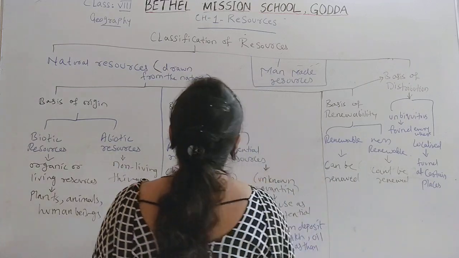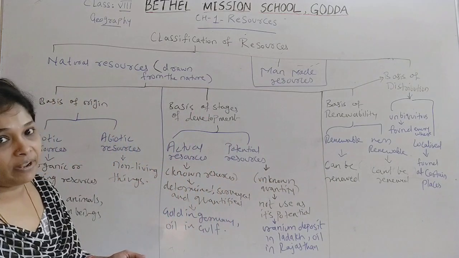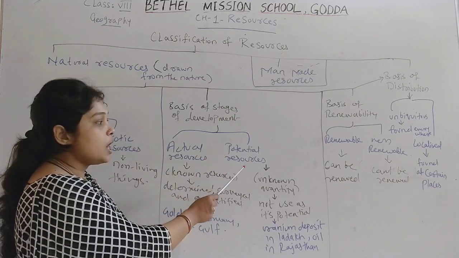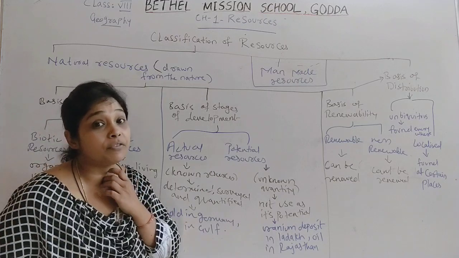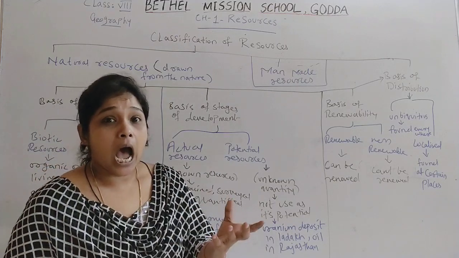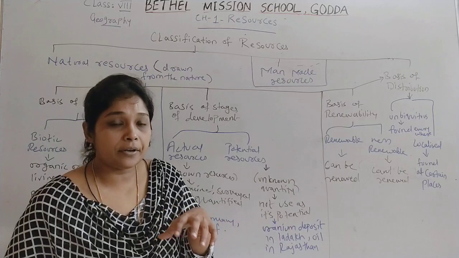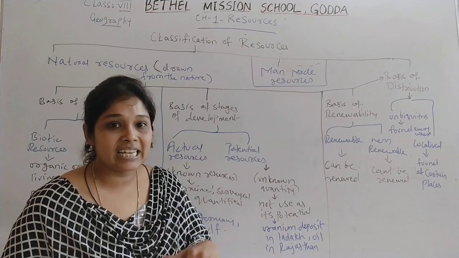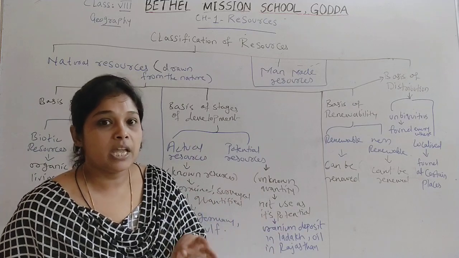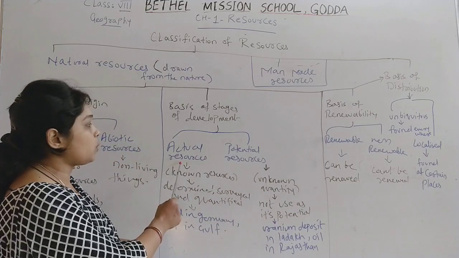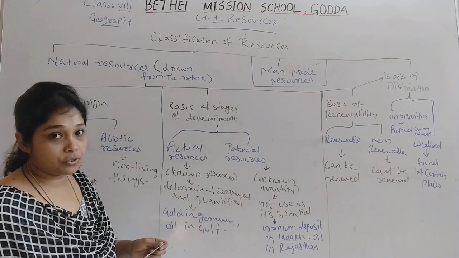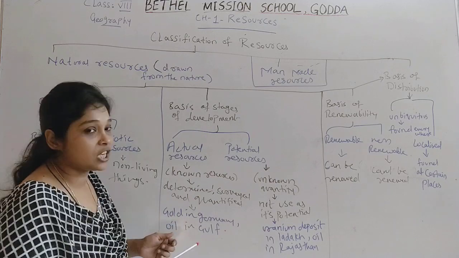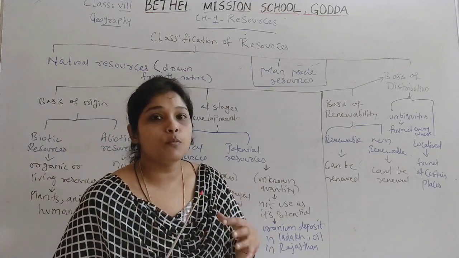Now secondly, on the basis of stages of development, natural resources can be classified into actual resources or potential resources. On the basis of stages of development means how and how much that resource can be developed in a particular area. On the basis of that, natural resources can be classified into actual resources and potential resources. Now what are actual resources? Actual resources means those resources which are known by human beings.